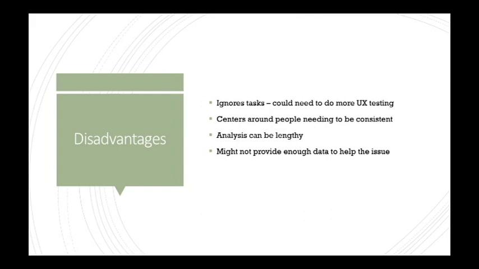Some of the disadvantages are that it could ignore some of the tasks. Like when we did the first click testing and we had the scenarios and tasks, card sorting doesn't deal with that because you're only dealing with the information architecture. It does center around people needing to be consistent, and people think differently, so they're going to be less consistent and therefore have different results. The analysis can be lengthy depending on whether you're doing it qualitative or quantitative, and it might not in the end provide enough data to help with your issues, especially if you're looking for more than just an information architecture.